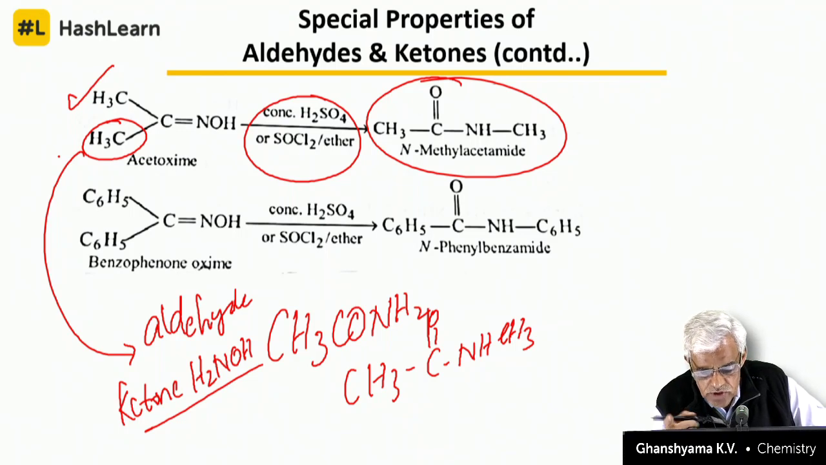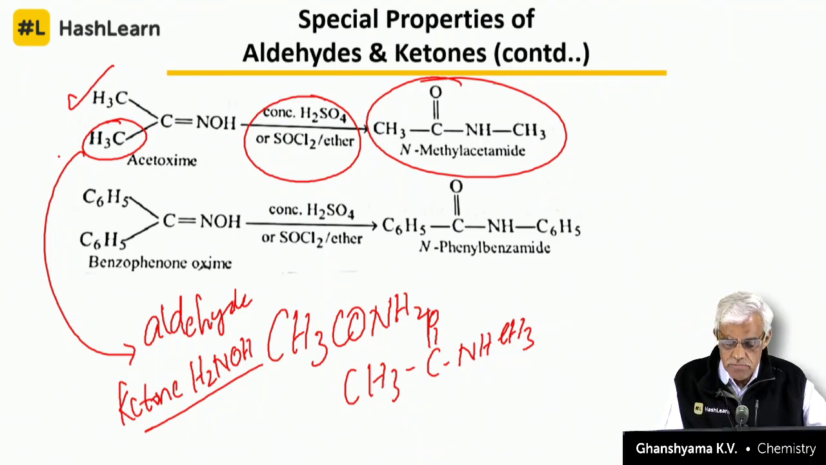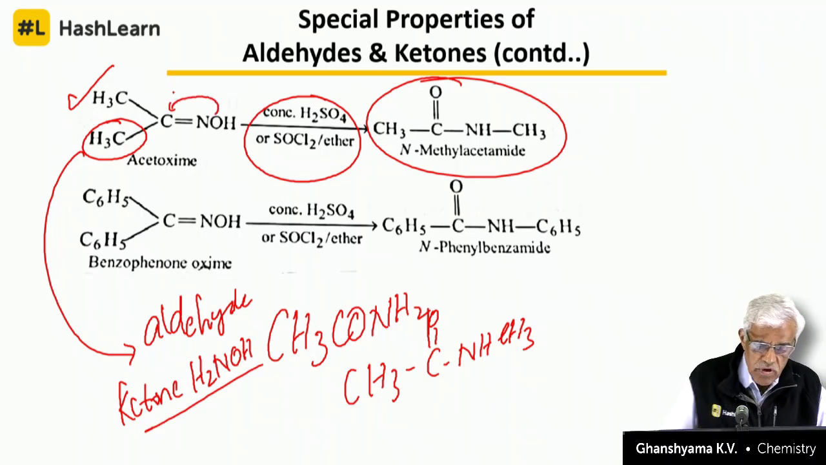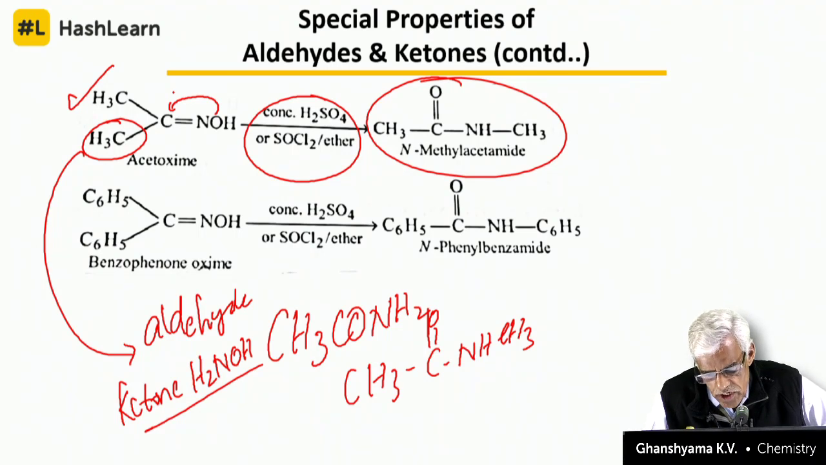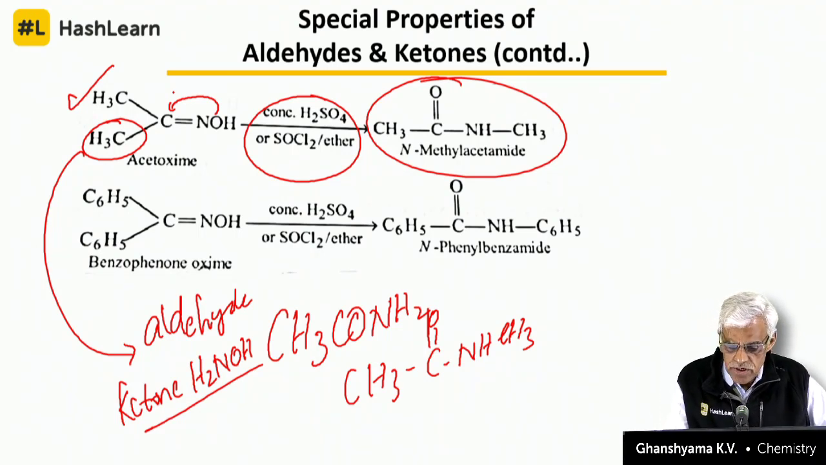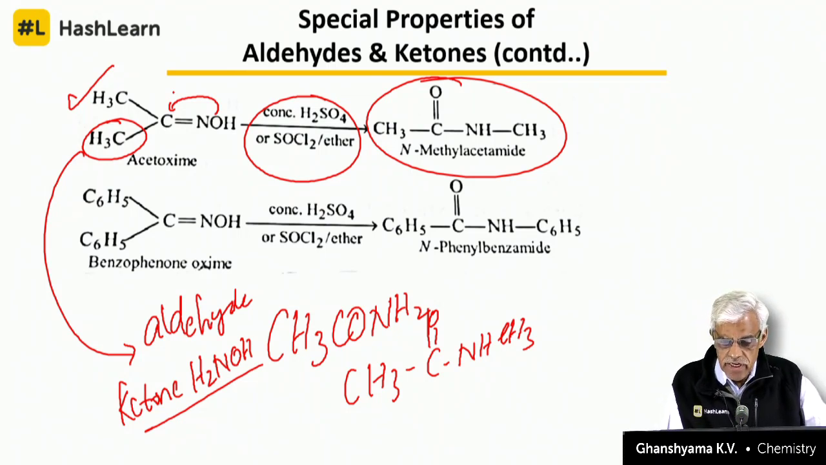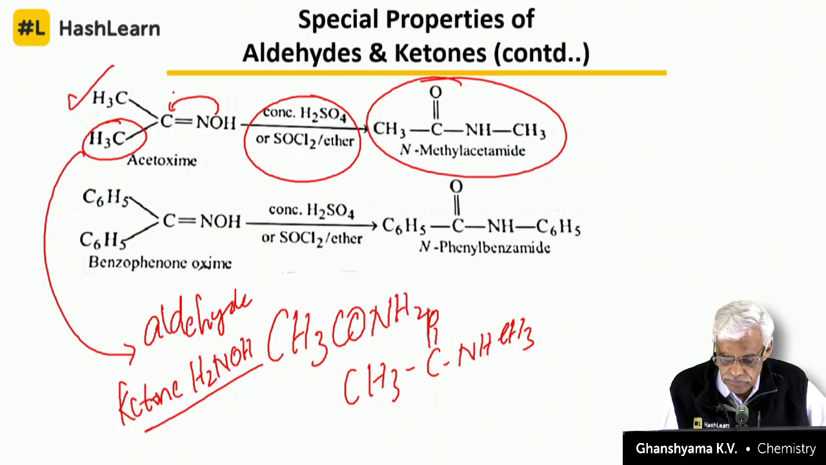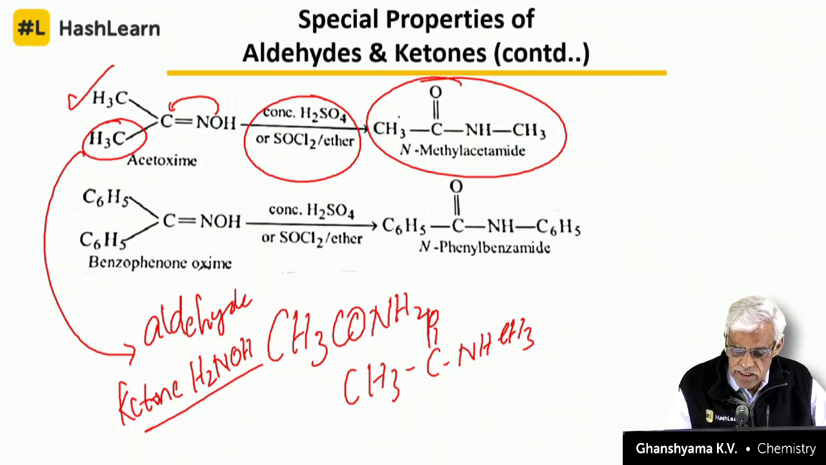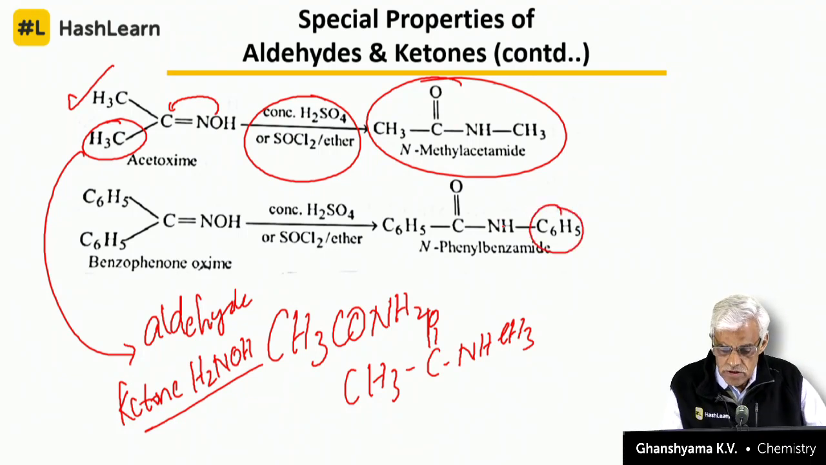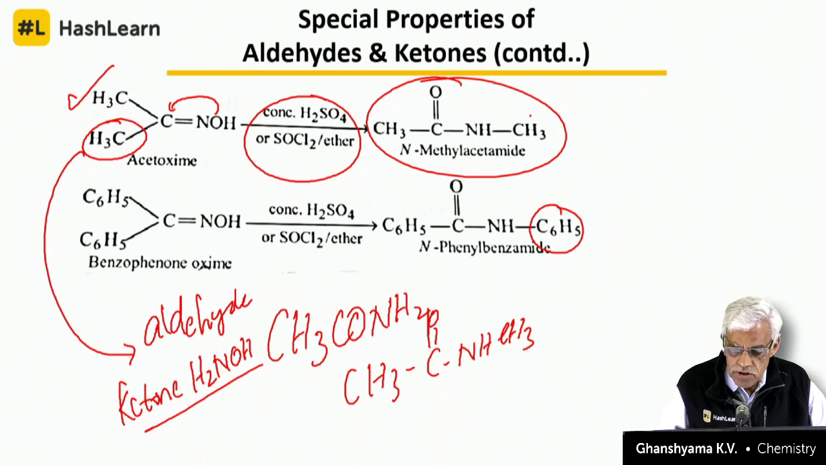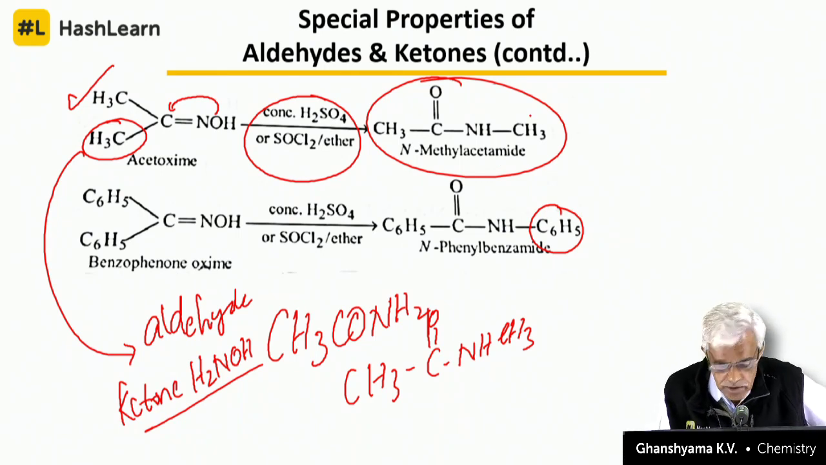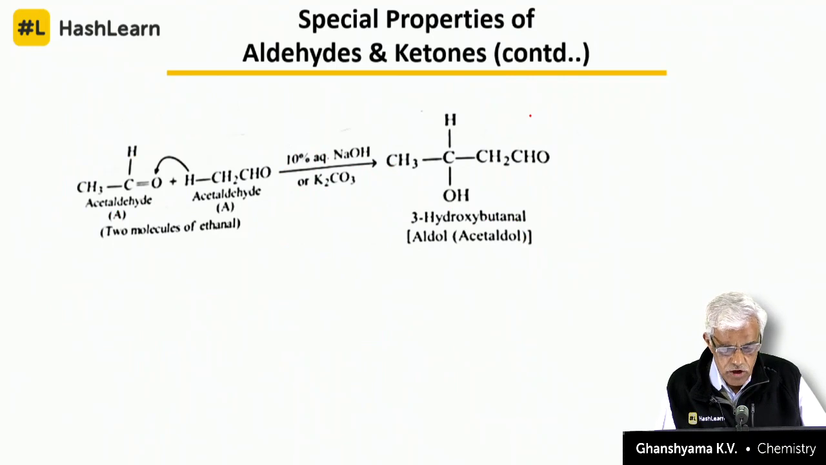That means there is a shift, just like the Pinacol-Pinacolone rearrangement, there is a shift in the CH3 and oxygen. CH3 and O exchange their positions. So, it results in the formation of an alkyl derivative of amide. So, this is N-methyl acetamide, whereas this one is N-phenyl benzamide. Why is it called N? Because the phenyl group or methyl group is connected to the nitrogen atom. Okay, oxime to that.